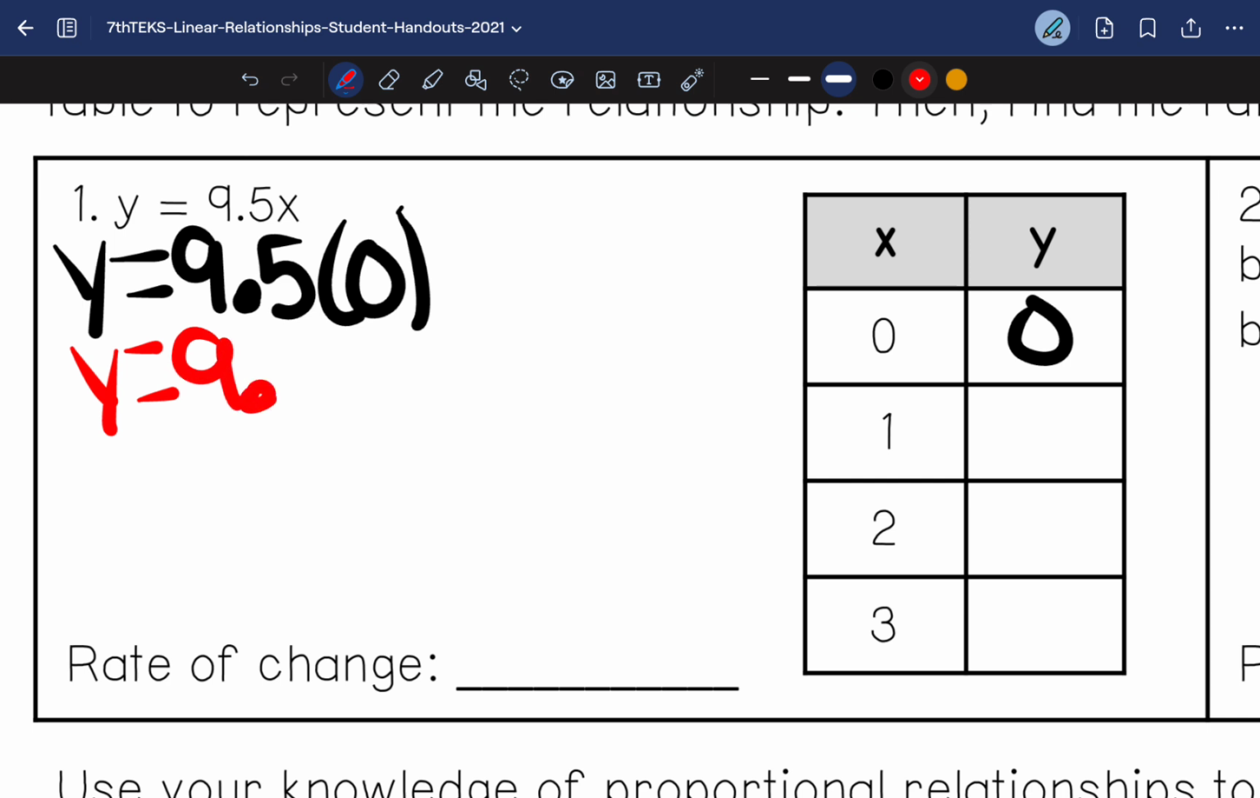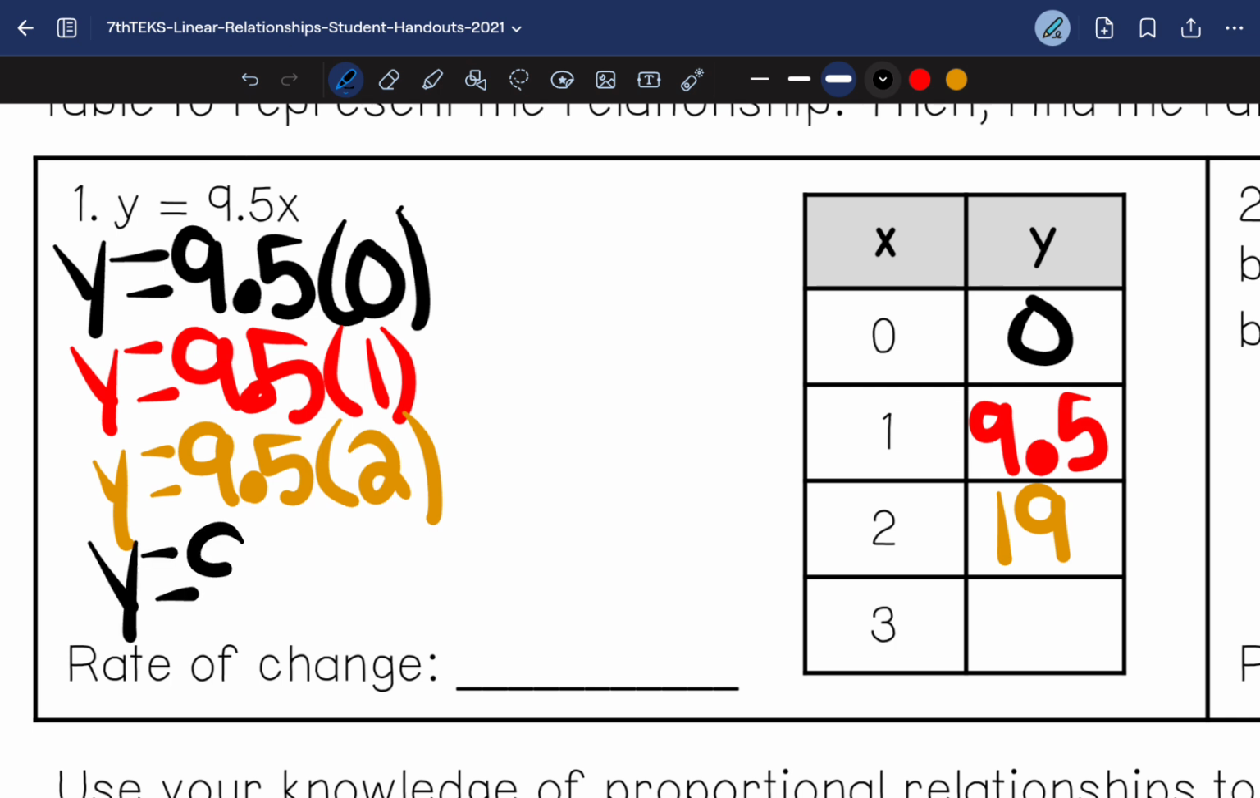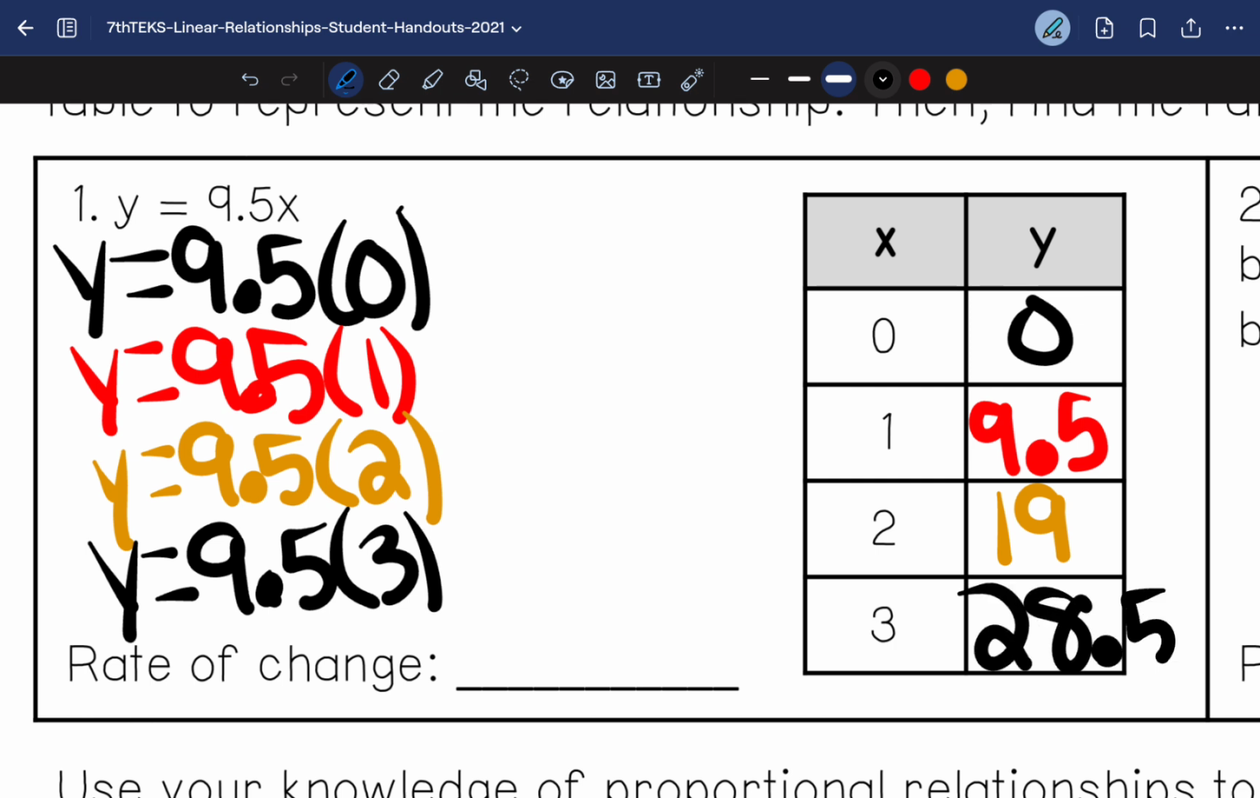Next one is Y equals 9.5 times 1, which gives us 9.5. And the next one is Y equals 9.5 times 2. So that gives us 19. And the last one is Y equals 9.5 times 3, which gives us 28.5. Now the rate of change, what did we increase by each and every time? Well, we increased by 9.5, or 9 5/10.